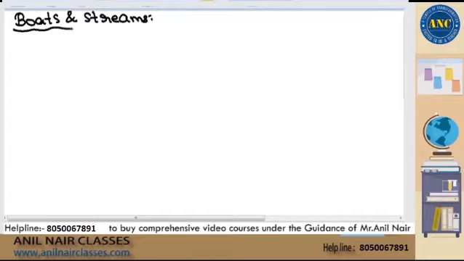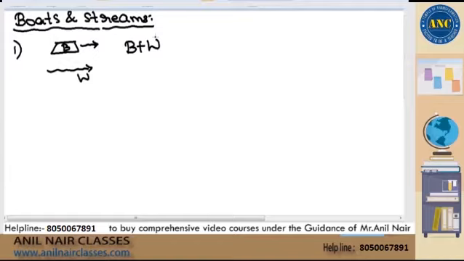See here, in boats and streams, if I want to apply this logic, there are three conditions. First condition is water is flowing in this direction with a speed of W. Boat is also moving in the same direction with a speed of B. Because the boat is moving in the same direction as that of water, the water will help the boat to reach the destination fast. So the speed will be a combination of both B and W. It is B plus W.